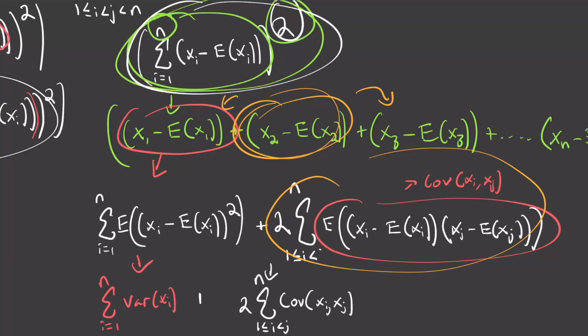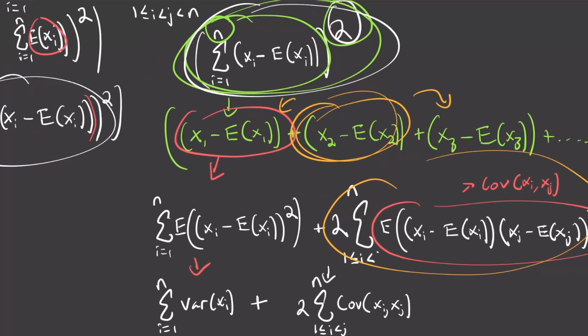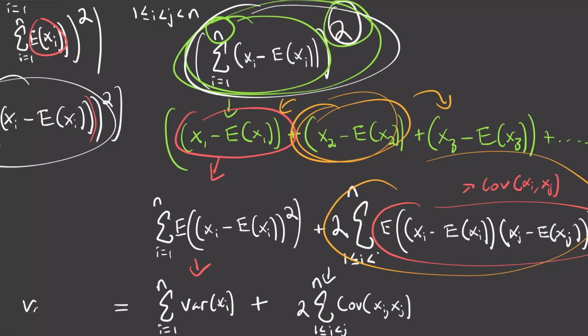Then again, we're summing these two terms up. I'm not sure why this one's red. I don't know why I went with the red here. Let's make this one white. So this whole thing right here was equal to the variance of basically the sum from i equals 1 to n of x sub i.